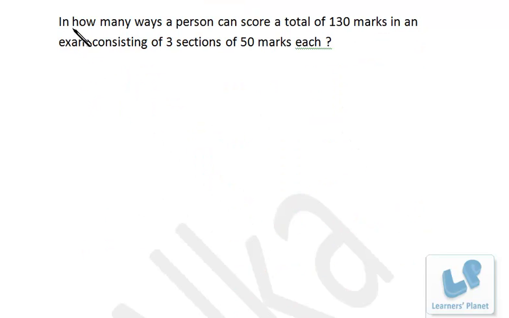Now, this problem: in how many ways can a person score a total of 130 marks in an exam consisting of 3 sections of 50 marks each? That means A plus B plus C is 130, and we have to find the non-negative integral solution of this equation. But once again, the upper limit is fixed. The solution here could be 128, 1 and 1, but the upper limit is what? The section has 50 marks at max, so none of A, B, C can exceed 50. So that's the upper limit. So again we can take a reverse approach.